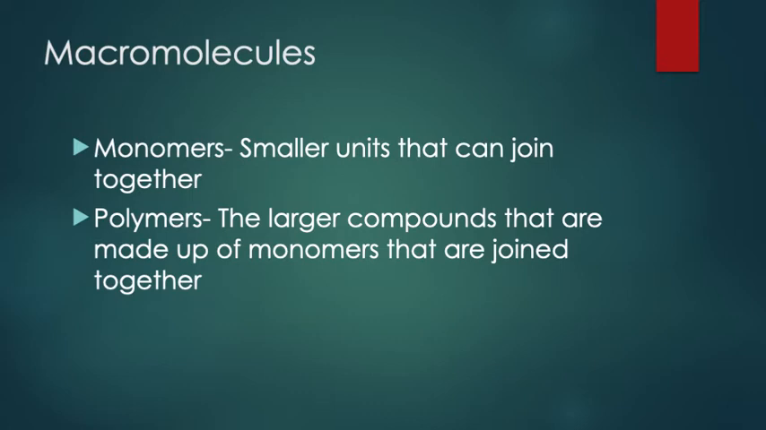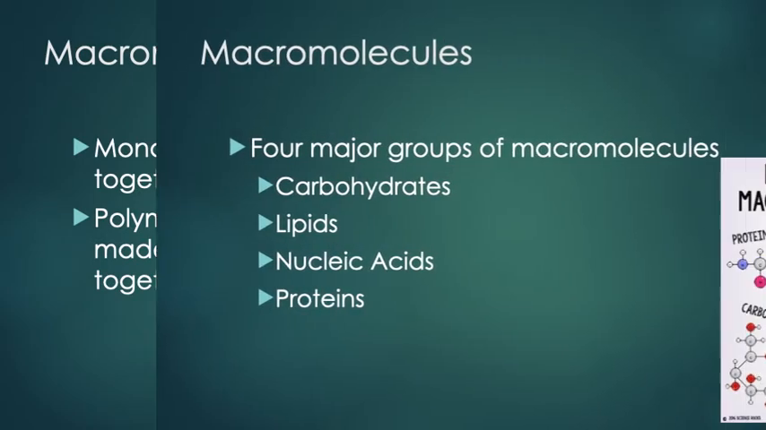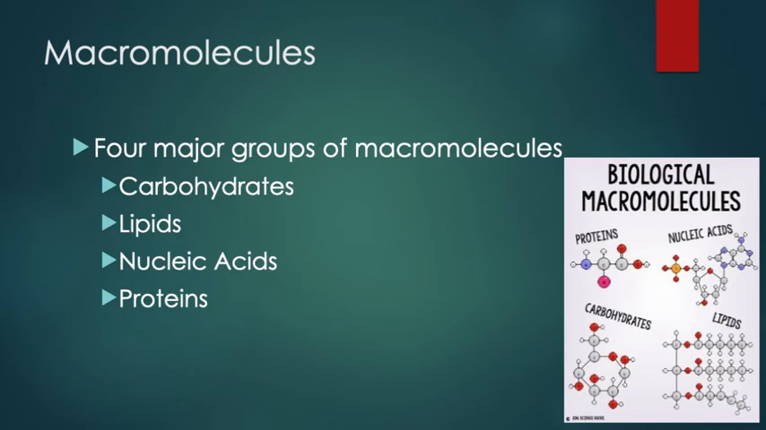There's four major groups of macromolecules in your body and in all life. And here they are. We have carbohydrates, lipids, nucleic acids, and proteins. And we're going to talk about each of these as we go here, so you'll be able to answer that question on your quiz as you're following along.